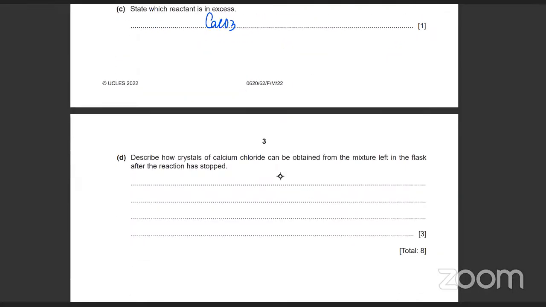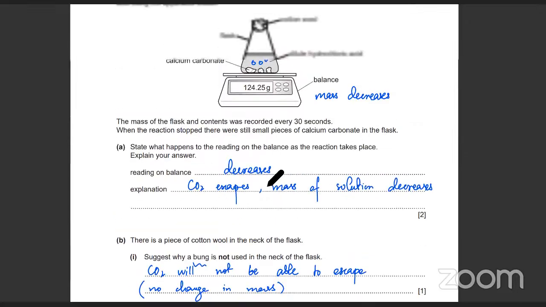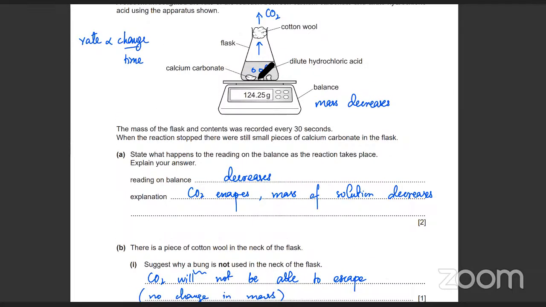Describe how crystals of calcium chloride can be obtained from the mixture left in the flask after the reaction has stopped. First, remove or filter out the excess calcium carbonate. There is excess calcium carbonate in the flask, so you filter that out. Now your solution only has calcium chloride, because the hydrochloric acid had already reacted completely. What will your solution contain then? Calcium chloride plus water. The carbon dioxide would already have escaped.